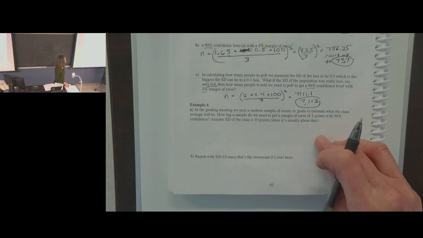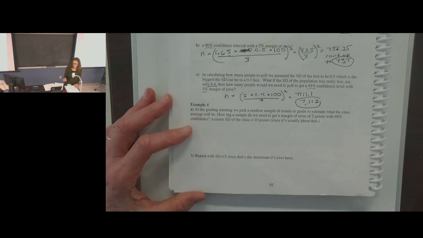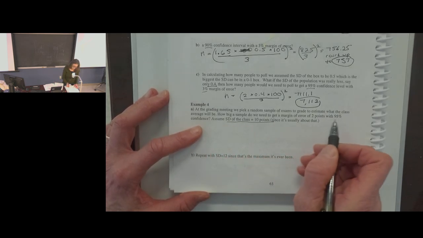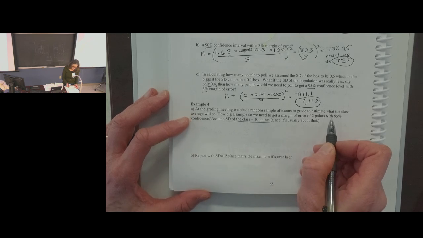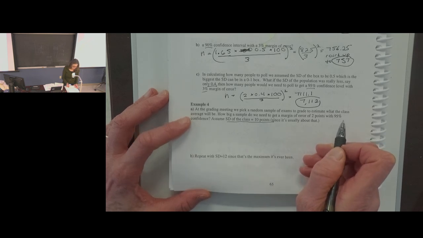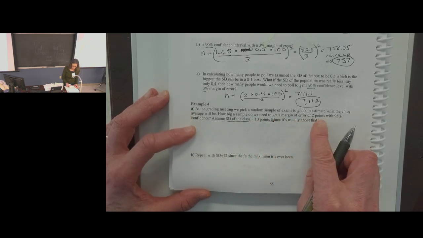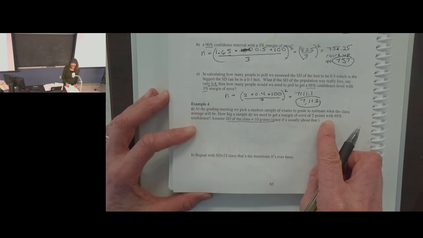Okay, any questions so far? So what if we had to do one for averages instead? For averages, it's even easier. Let's say at a grading meeting, assume the standard deviation is 10 points, and we pick a random sample of exams to grade to estimate what the class average will be. How big a sample do we need to get a margin of error of 2 points with 95% confidence?